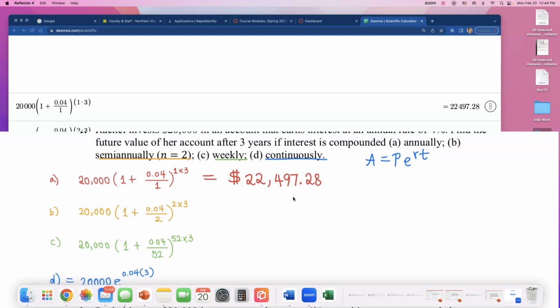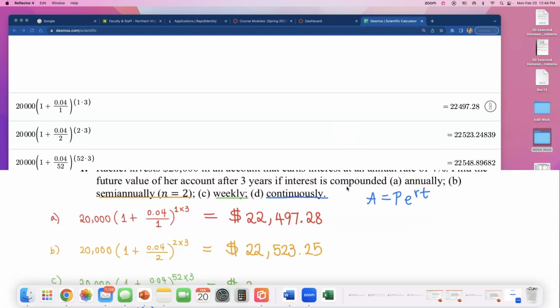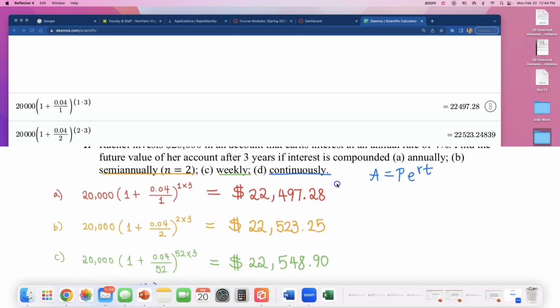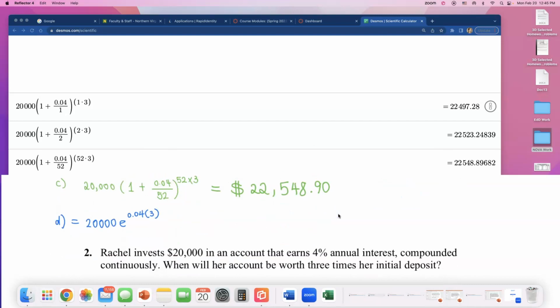$22,497.28. That's your first answer. Number 2, $22,523.25. I will round that to 25 cents. And lastly, I'm sorry, there's two more. $22,548.90. Okay, I'm writing these down. And the last number, the compounding continuously, which will have the biggest amount right there.